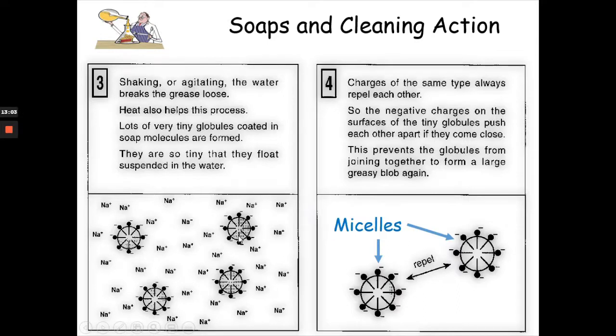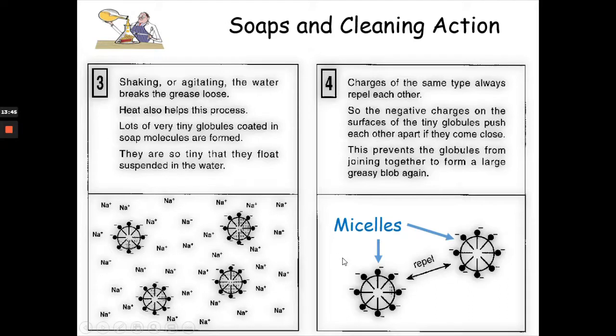Something about the soap molecules which helps to stop these globs clumping back together is the charges of the soap molecules. So our negatively charged hydrophilic ionic heads of the soap molecules repel each other, and that prevents these globules of grease joining up again to form a greasy blob. So structures like this, with all the hydrocarbon hydrophobic tails pointing in to the centre and the hydrophilic heads around the outside, can be known as micelles. You may have come across these before.